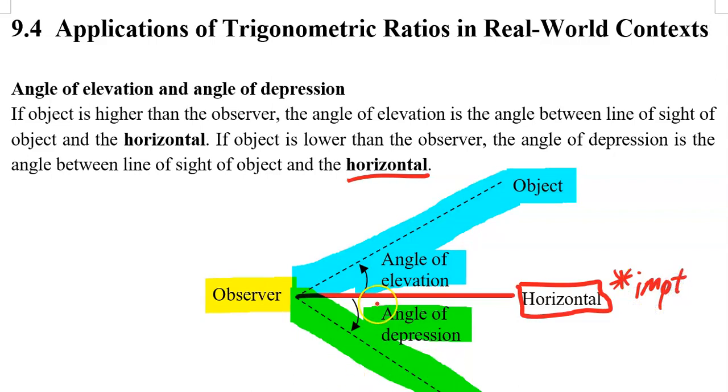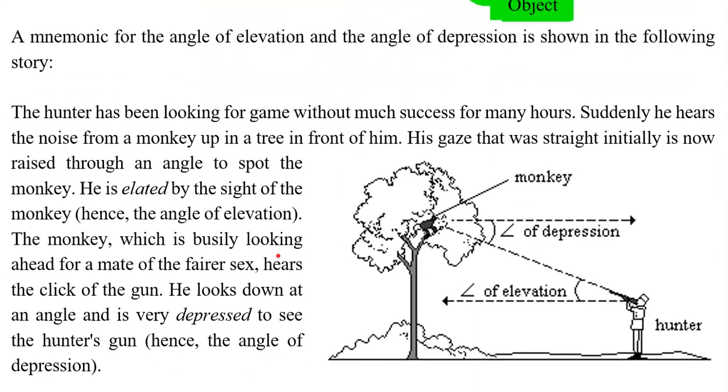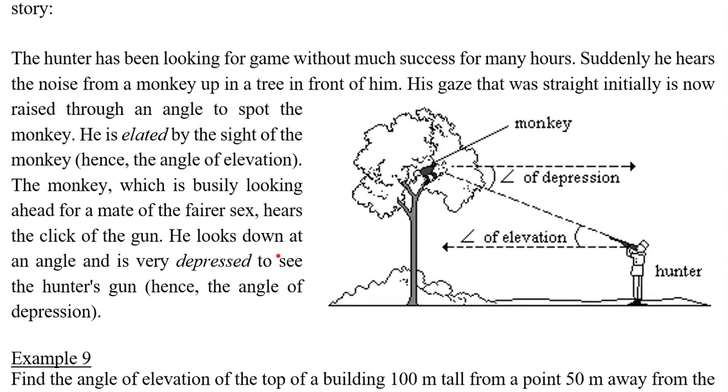Now, how do we further understand this? You can also understand this based on the scenario given in your notes. Imagine a hunter walking around the woods trying to hunt for animals, and he has been walking for a very long time. The moment he sees a monkey at the top of a tree, he is very elated, very happy, and we associate the word elated with the word elevation. So when he looks up, we are looking at the angle of elevation.